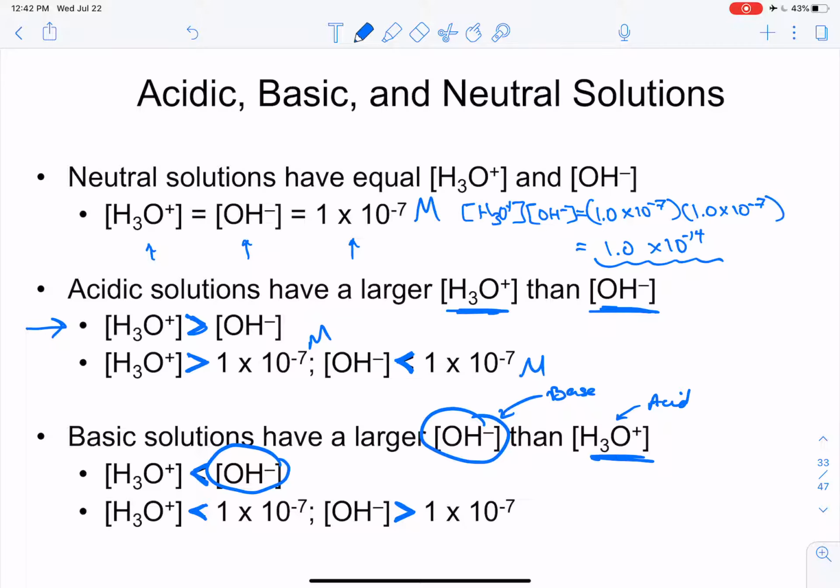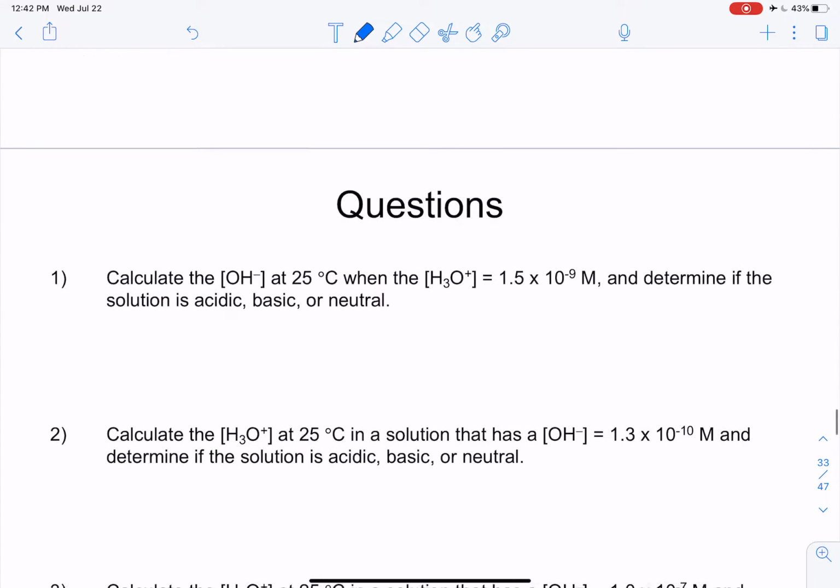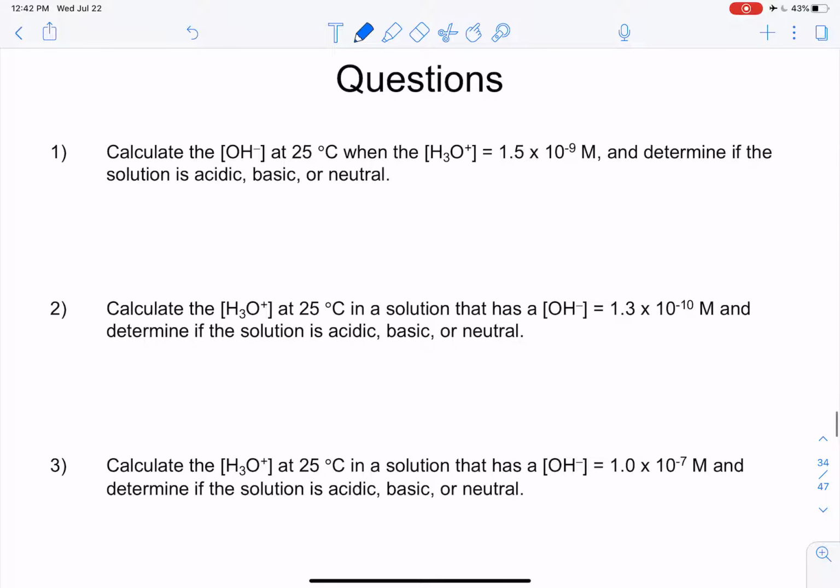So hopefully the word format or the picture format, something along the way made sense to you, because we're going to do some problems right here. All right, so let's calculate the concentration of hydroxide at 25 degrees Celsius when the concentration of hydronium is equal to 1.5 times 10 to the negative 9 molar. And let's determine if the solution is acidic, basic, or neutral.